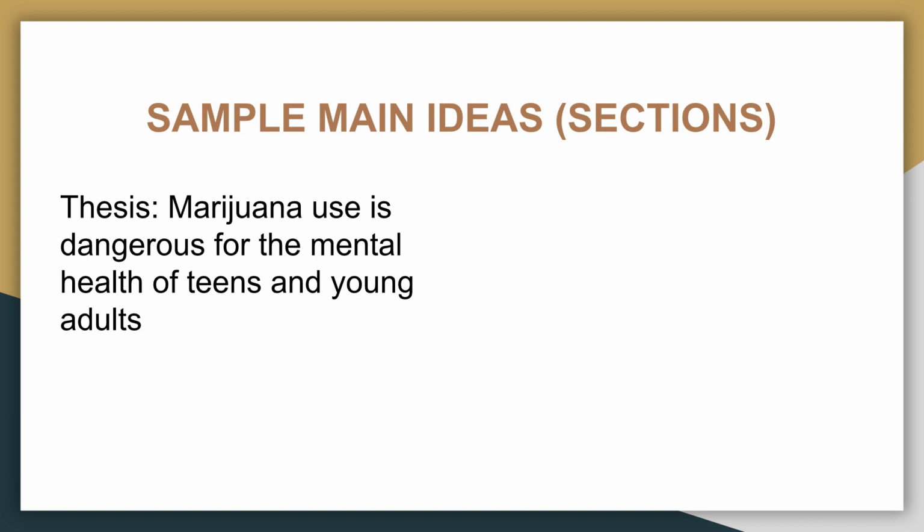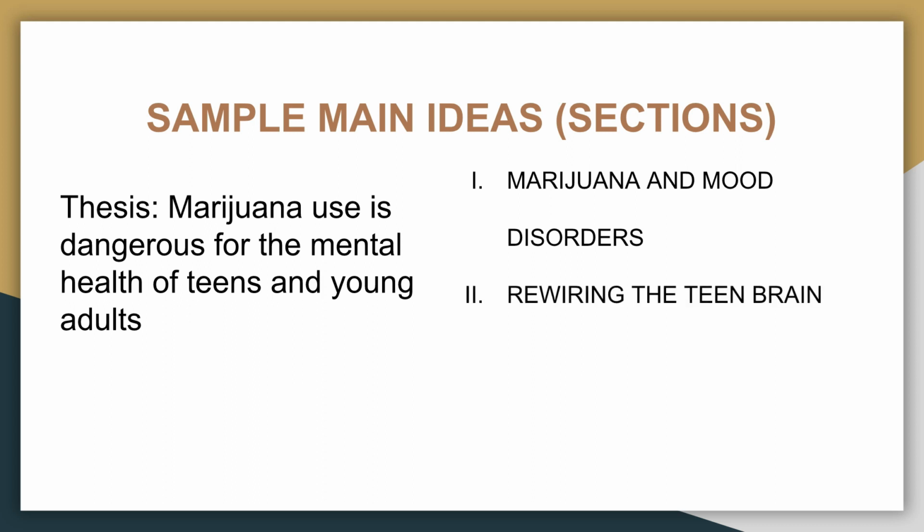So here's a paper, perhaps a persuasive essay or an argumentative essay or even a research paper that somebody's writing about marijuana use and why it's dangerous for mental health of teens and young adults. This essay will have 3 sections. The first on the correlation between marijuana use and mood disorders, the second between marijuana use and the rewiring of the young brain, and then the third section would be more of a persuasive section where the author would be trying to advocate for information and education.